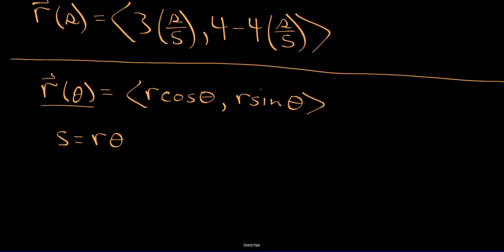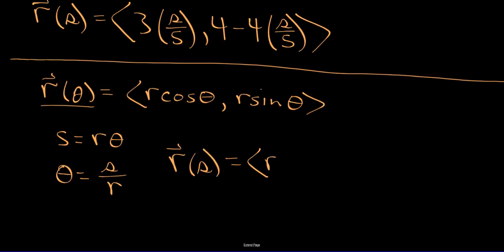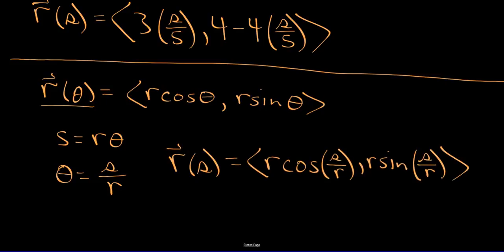Now, I'm going to solve this for theta, because right now the parameter is theta, but if I divide, I get s over r. And now I have a new parameterization for this circle, and this is going to be r of s. Instead of theta, I have r cosine s over r, and then r sine s over r. There. So there we have changed the parameterization of the circle.